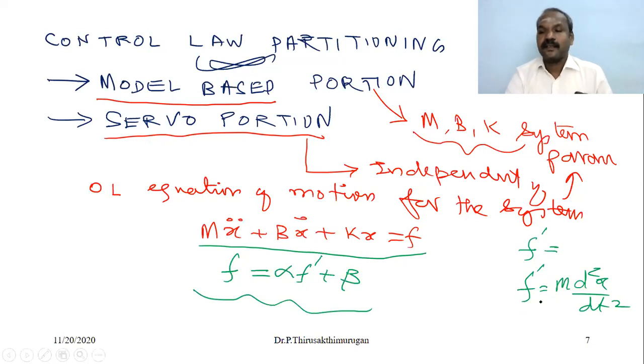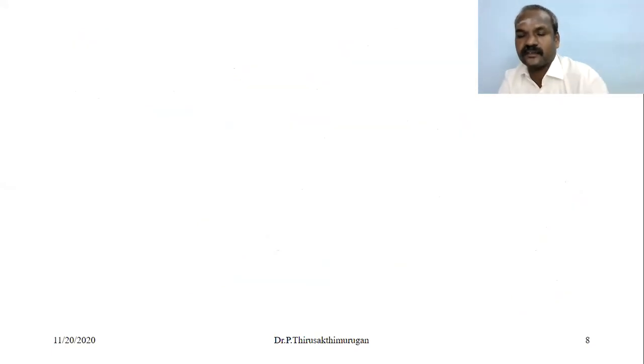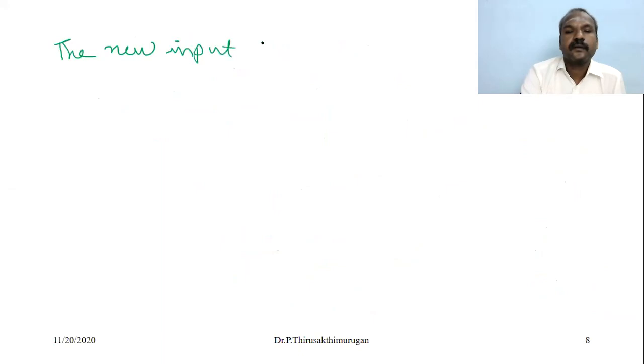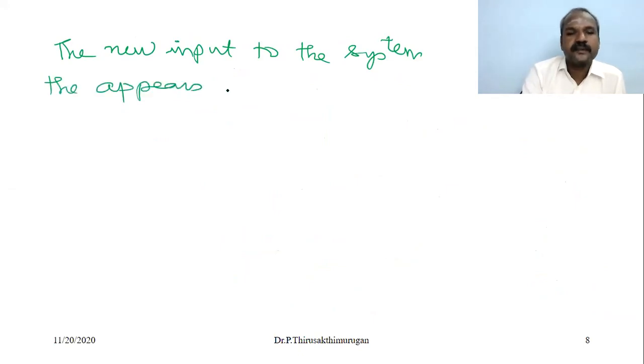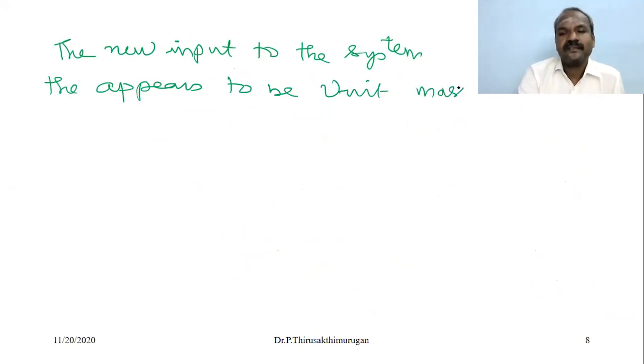The alpha and beta are functions or constants of the law. Now we consider a new input to the system. The system appears to be unit mass. Okay, what is unit mass?